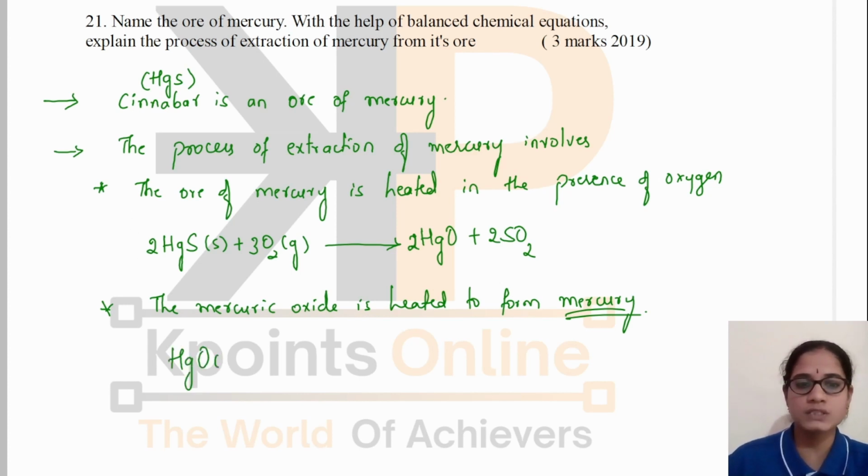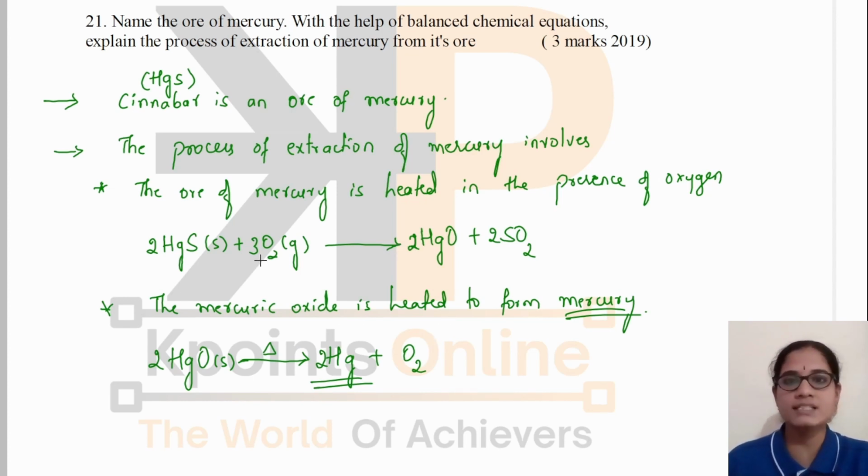By heating mercuric oxide, we don't even require any reducing agent here; just by heating we will get the mercury. This is how we obtain mercury from its ore, cinnabar. You have to write the balanced chemical equations involved in the reaction. These two are the reactions.